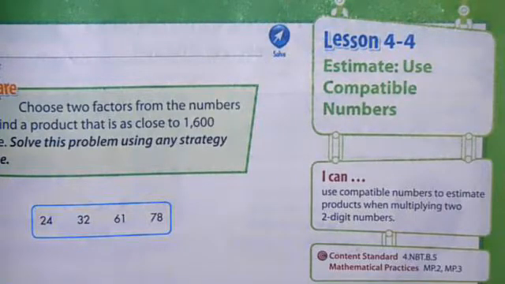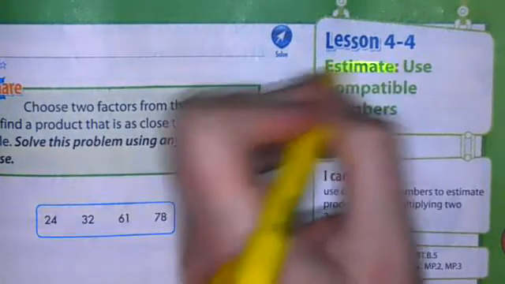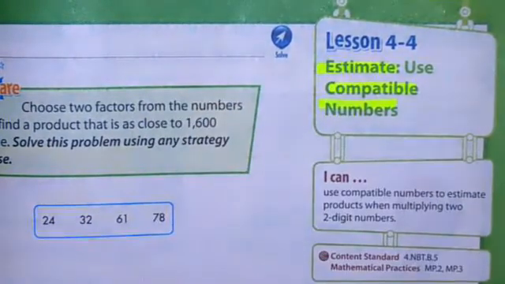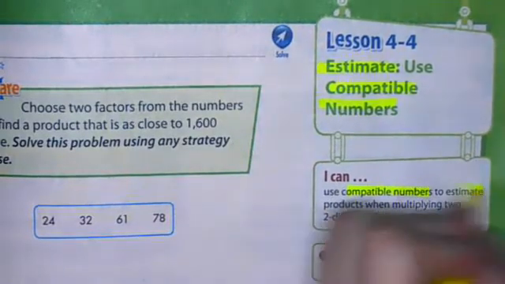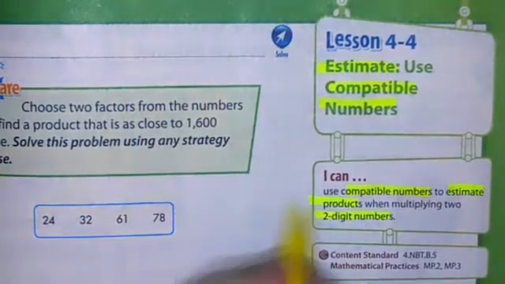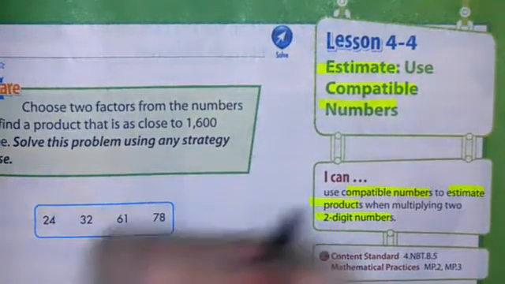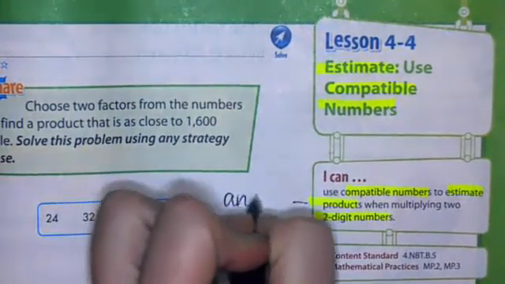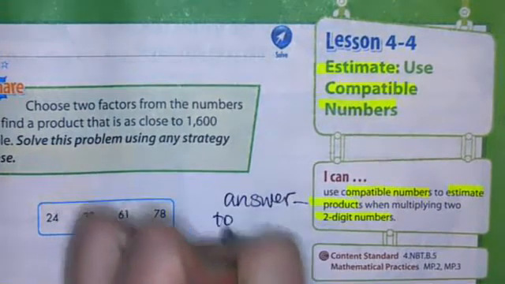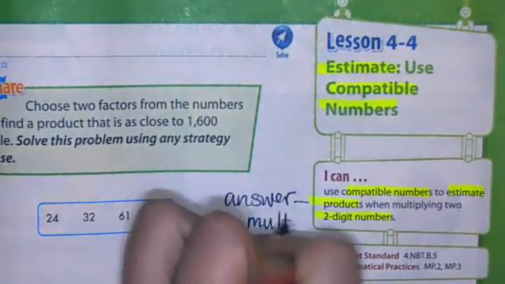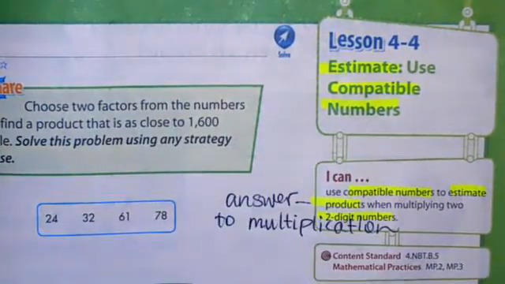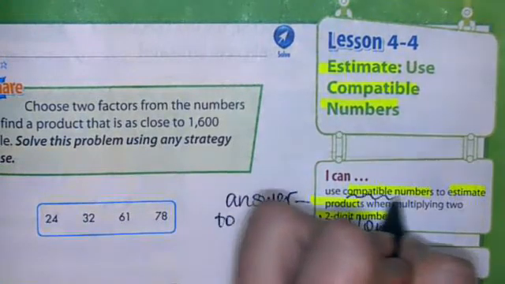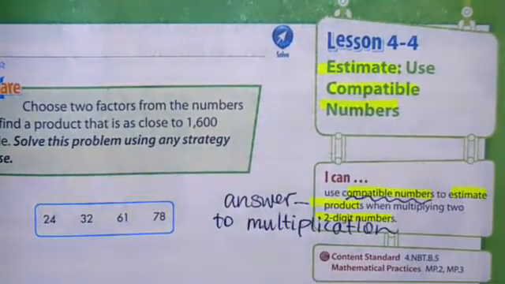Today we are going to do lesson 4-4, and that is to estimate, or estimation using compatible numbers. So the objective says I can use compatible numbers to estimate products when multiplying two-digit numbers. Please remember that products are the answer to a multiplication problem. So we're going to get into what it means to be a compatible number. Let's go ahead and start that now.